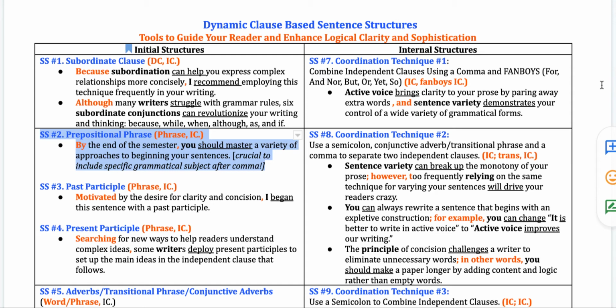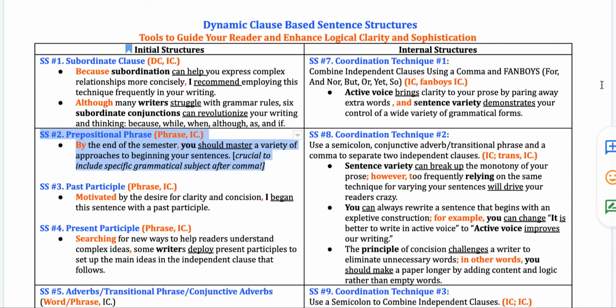The same is true of introductory prepositional phrases in the sense that by contextualizing an independent clause, an introductory phrase that begins with a preposition gives your reader more information. That allows a paragraph that might feel like a series of bullet points to start to feel like something that is a set of interconnected ideas. So those SS2s, those introductory prepositional phrases, can provide really powerful transitional devices.